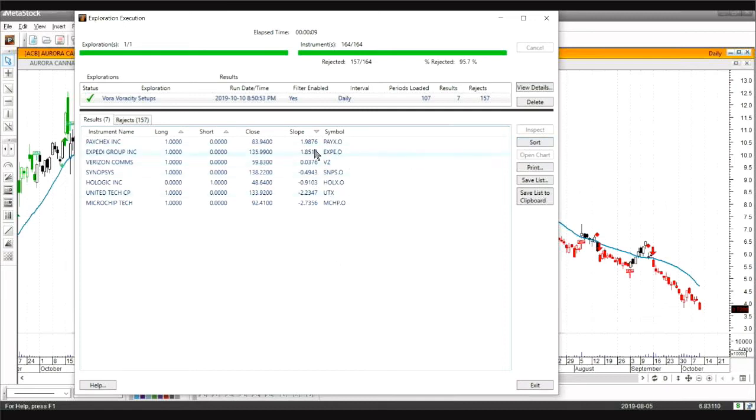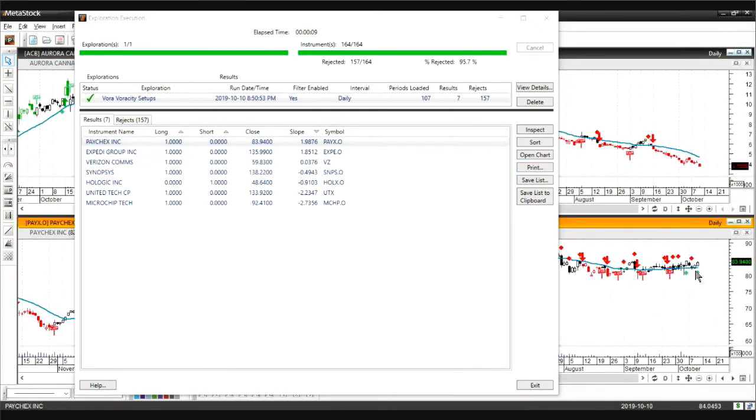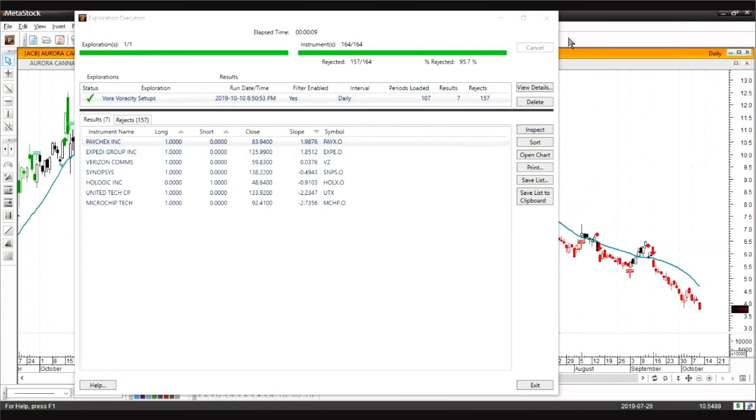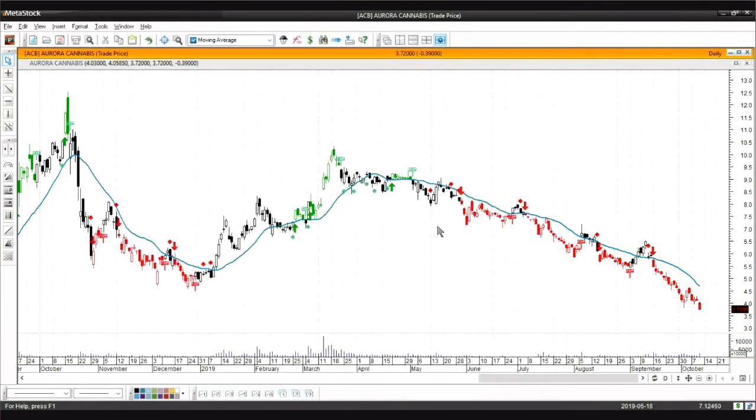So you can cut and paste this into a watch list. You can print it, you can save it, or you can simply click on a chart and click open chart and it'll throw it in there. I'm not quite sure why it opened twice. It's probably a different layout that I had before on Paychecks. Here it is, right? So the scanner is fantastic. It takes you literally a few seconds and you'll have your setups for whatever time frame you want.